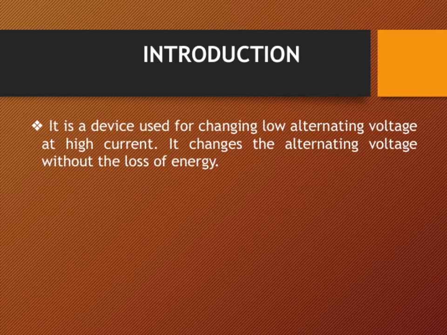This device is used for changing low alternating voltage at high current. It allows us to modify the voltage levels without losing energy in the process. Essentially, it helps us step up or step down voltage efficiently, which is crucial in power transmission. By doing so, we can transmit electricity over long distances with minimal losses. The key takeaway here is that this device enables voltage transformation without energy wastage, making our electrical systems more efficient and reliable. This concept ties into the overall theme of optimizing power distribution and ensuring energy conservation in our networks.